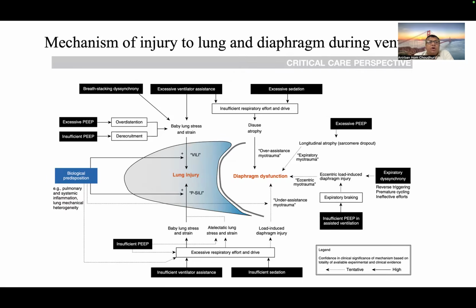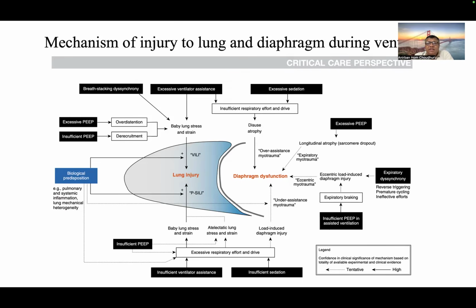So the mechanisms of injury to the lung and diaphragm during ventilation are often intertwined, because there are a lot of common factors which can cause injury to the lung as well as to the diaphragm. For example, if you see this circular diagram from the same article, we can see that breath-stacking dyssynchrony, excessive PEEP, insufficient PEEP, and excessive ventilator assistance are all responsible for increasing the lung stress and strain. And whenever there is increased lung stress and strain, there will be ventilator-induced lung injury.